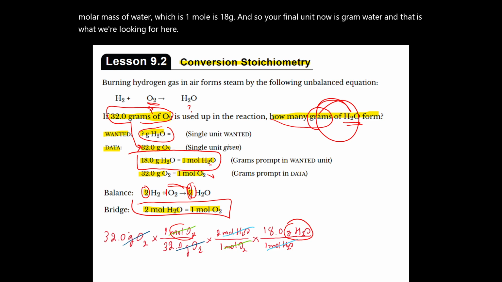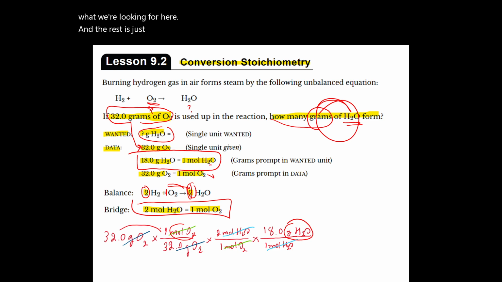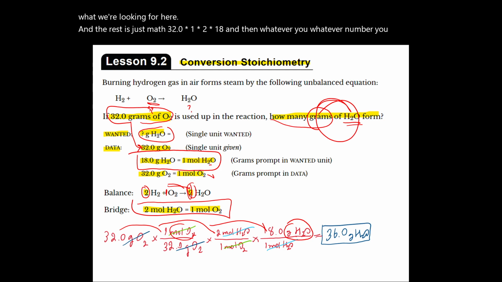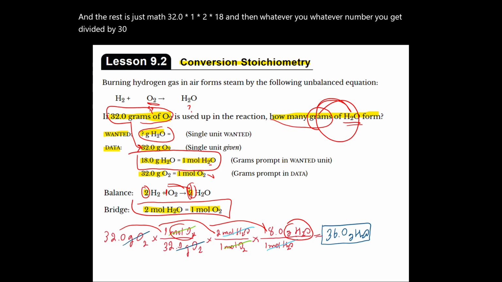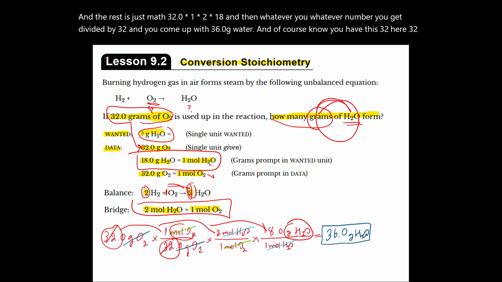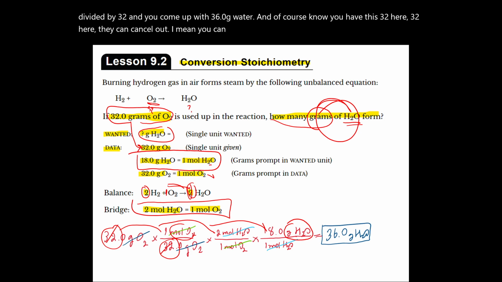And the rest is just the math: 32.0 times 1 times 2 times 18, divided by 32, and you come up with 36.0 grams of water. And of course, you have this 32 here and 32 here, they can cancel out. I mean, you can simplify it. And what is left is 2 times 18, that's 36 grams.